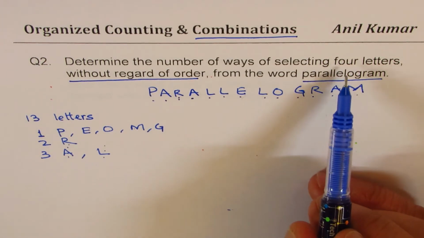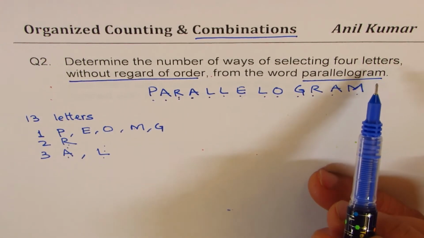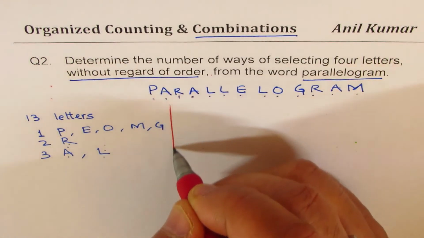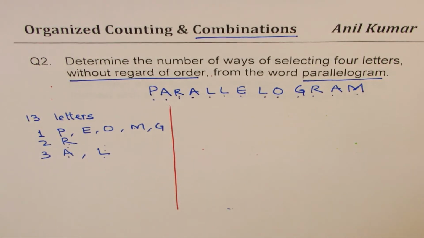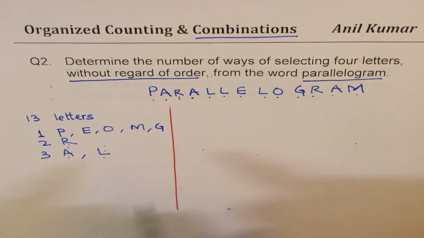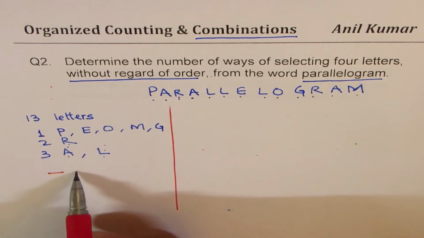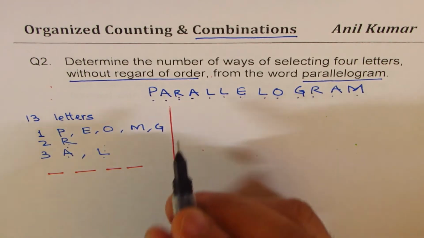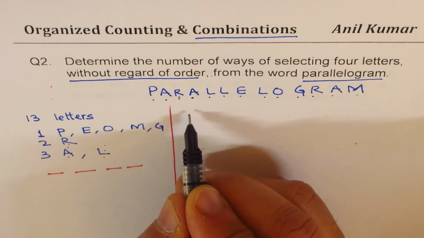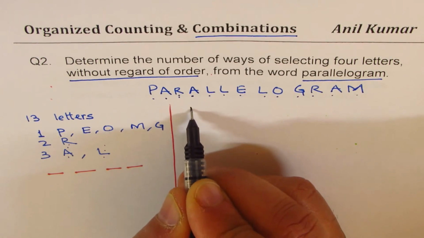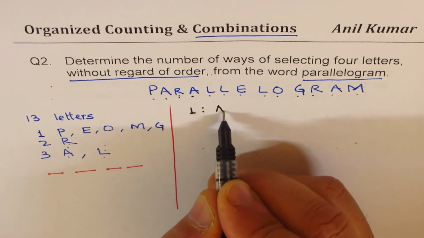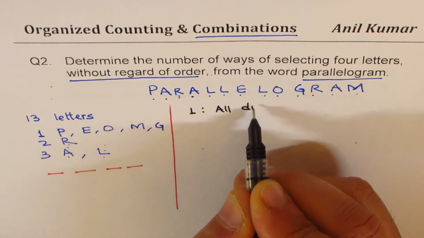Now what do we need? We need four letter words, correct? Let us see how to solve such a question. So we are concentrating on four letter words. So we have to always think about four positions. Does it make sense? Now, one of these combinations could be that we have all single, right? So all distinct. So case one, let's say, is when we have all distinct.